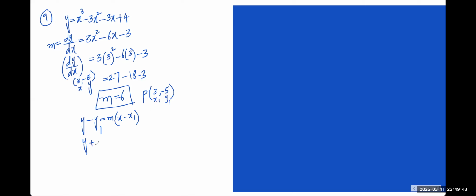So it is minus into minus, plus 5. The m value is 6. x minus x1 is 3. So if you simplify, y plus 5 is equal to 6x minus 18. So if you bring this side, y is equal to 6x minus 18 minus 5, which becomes minus 23. This is the first bit answer.